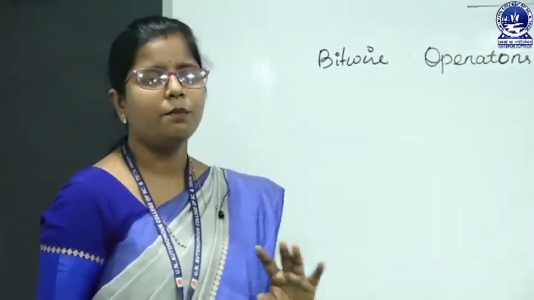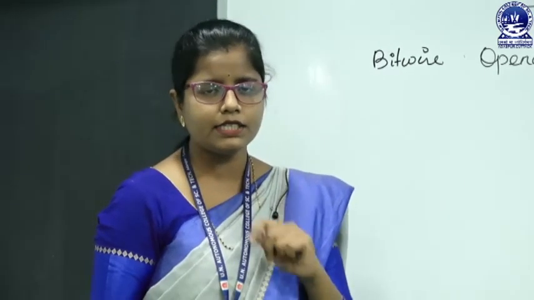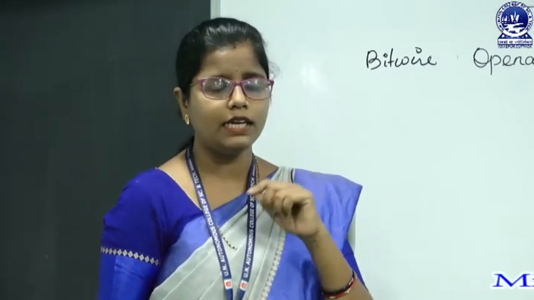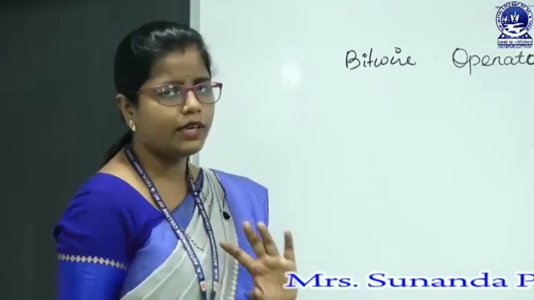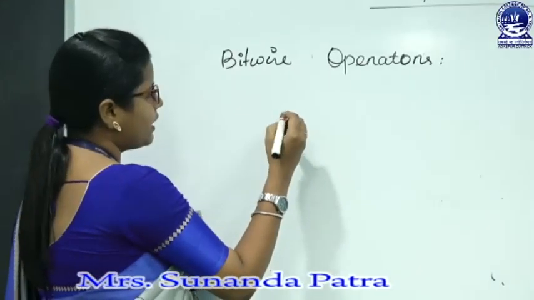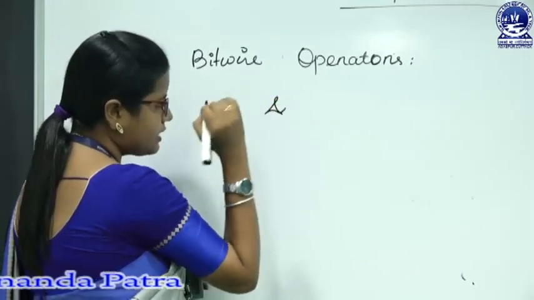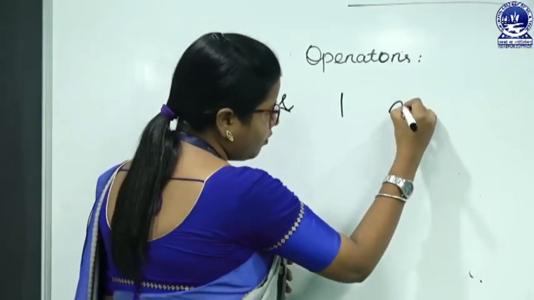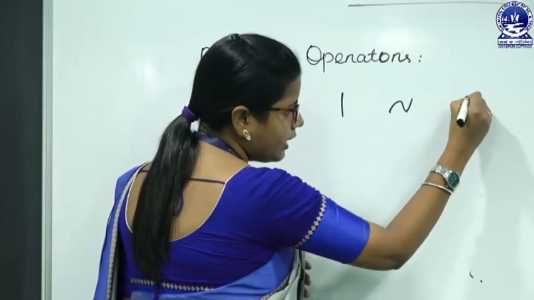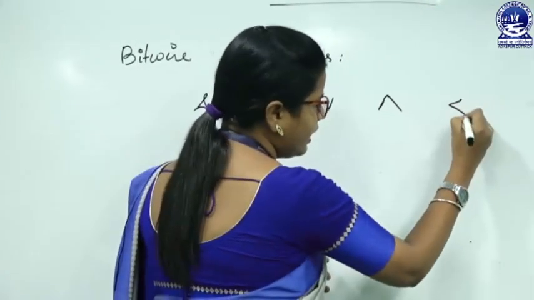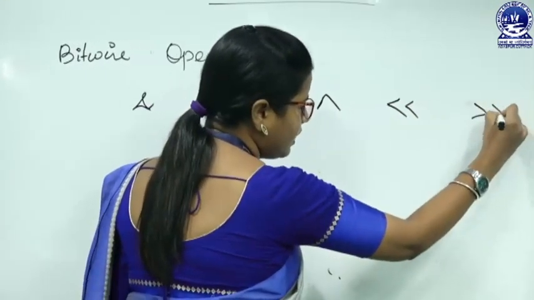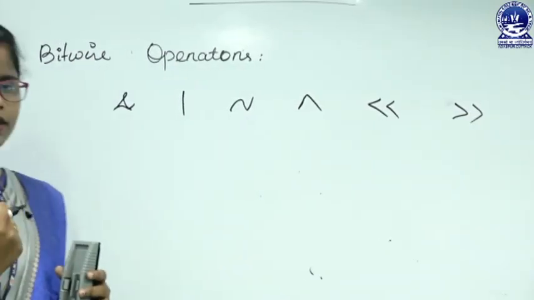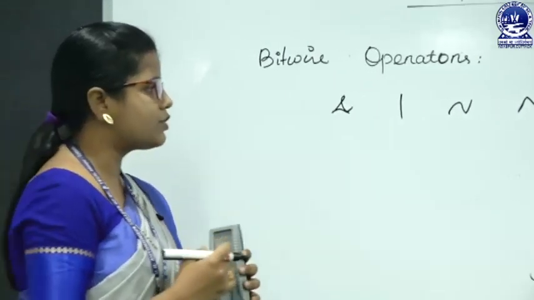Next, we have the bitwise operators. The name itself indicates that these operators perform on individual bits. We have the bitwise AND operator, bitwise OR operator, complement operator, XOR operator, left shift operator and right shift operator. So here we have 6 bitwise operators. Let us discuss them one by one.